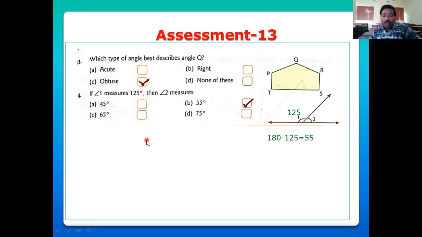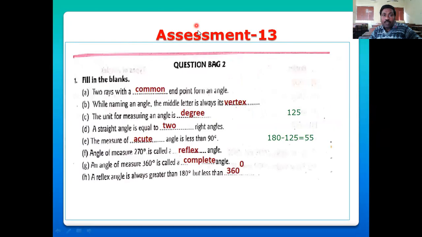Okay, now see the question, Part 2, and how can we solve it? Fill in the blanks. This is only an information type of question. Two rays with a common vertex form an angle. You know from the definition of angles, you have already learned what an angle is, and here are two rays which have a common vertex. This is the common vertex that forms an angle. So this is the definition of angles. So our answer will be common.